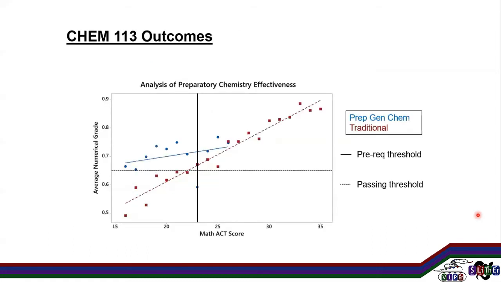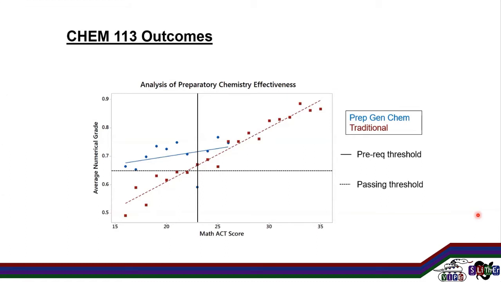All right, so then we looked at the outcomes after these students went through preparatory general chemistry. And this is actually not just the pilot, but over time we added more of these prep Gen Chem courses in. So what we did was we looked at the numerical grade and compared that to math ACT score. You can still see that traditionally we have this linear correlation between their grade and their math ACT score.